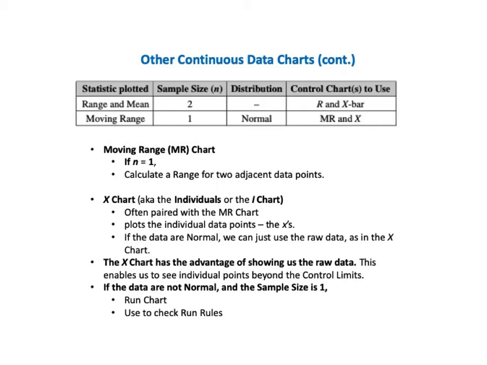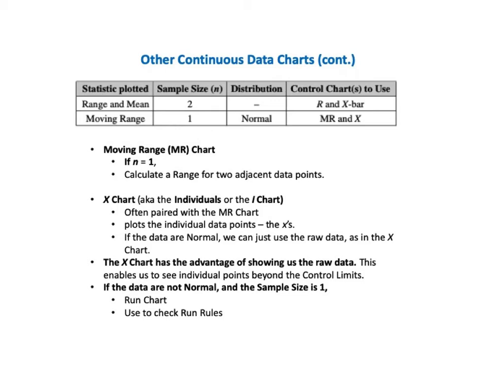If the data are normal, we don't need to use means in the central limit theorem in order to know that 99.7% of the data should lie within 3 standard deviations of the mean. We can just use the raw data as in the X chart. The X chart may seem less sophisticated than an X bar or S chart, but it has the advantage of showing us the raw data. This enables us to see individual points beyond the control limits, and that can be helpful in investigating the causes of variation. So, many practitioners always include it in their assessments.